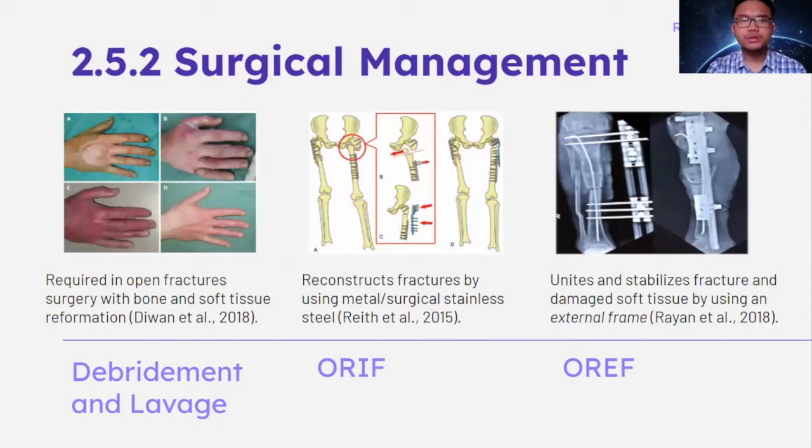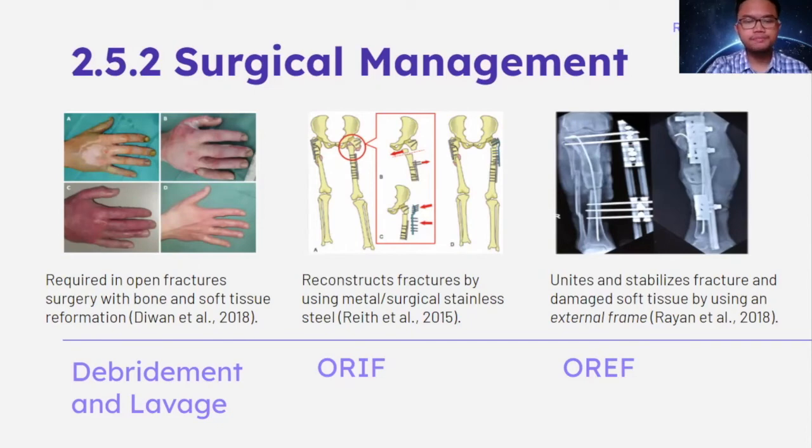Now I will explain the surgical management. One is debridement and lavage. Debridement and lavage are involved in surgical management of open fractures. These managements are required in open fracture surgery with bone and soft tissue reformation. The purposes of the surgery include wound debridement, to remove non-viable or necrotic tissues and sequestrum, and copious wound lavage to decrease the affected area or inoculum.